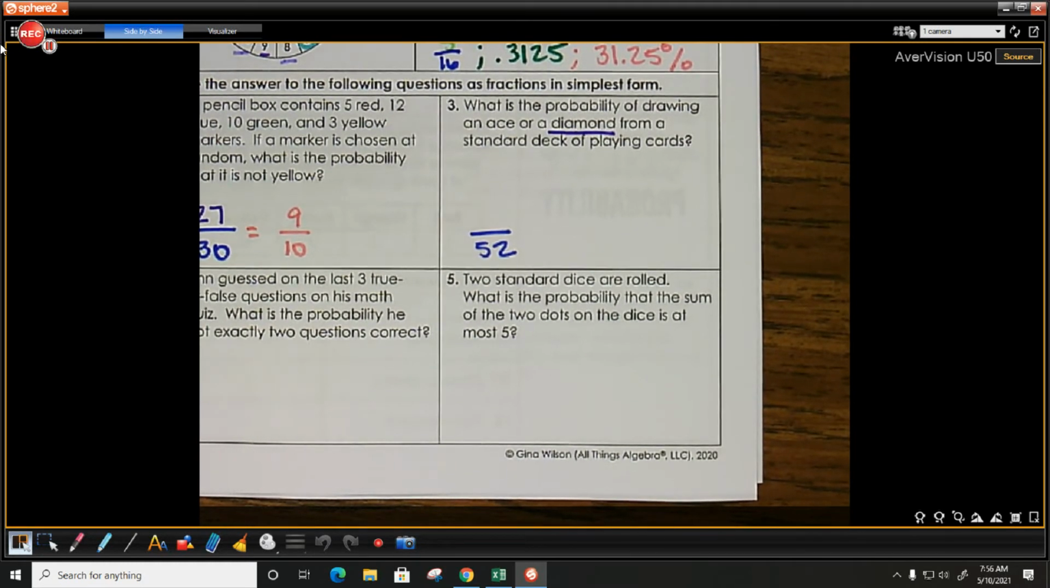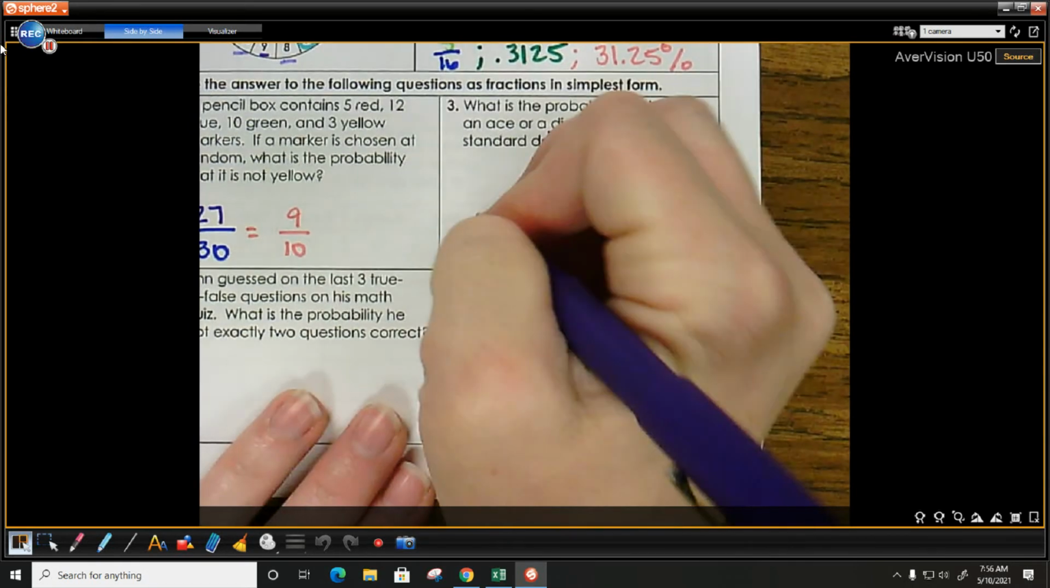There's 13 diamonds in your deck. Okay? But then we also need to include drawing an ace. How many aces are there? 4, but one of them's a diamond, right? So you have to have 3. So 13 diamonds, and then there's 3 other aces that aren't diamonds. So there's 16 total for your ace and your diamonds.